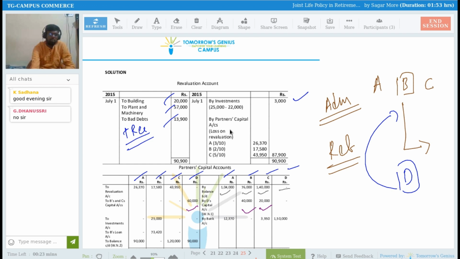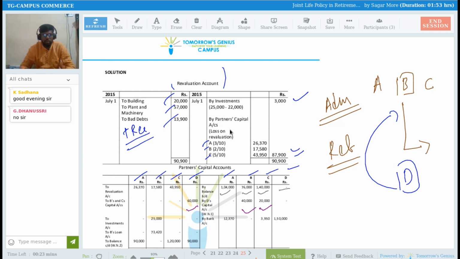So after doing this, you have to just close down this revaluation account. You're getting balance here, right? It's a loss. You have to transfer that towards existing partners. So A, B, and C are existing partners, right? Up to date of retirement, we have to do this. A, B, C were there, no?